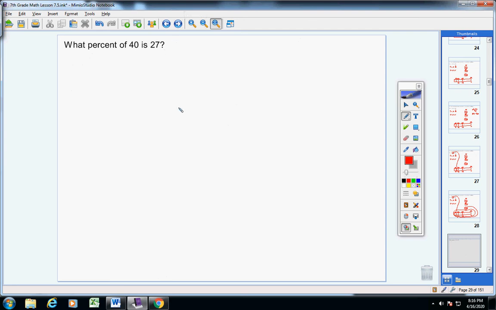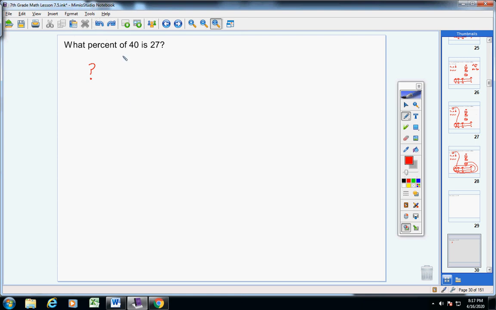The next problem here. Okay, so what percent of 40 is 27? Please copy that in your notes. And here we go. Now the first word is "what percent." So I'm looking for a percent. So "what percent" is going to be my question mark. That's what you're looking for.